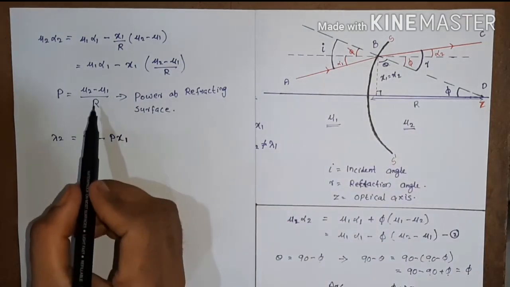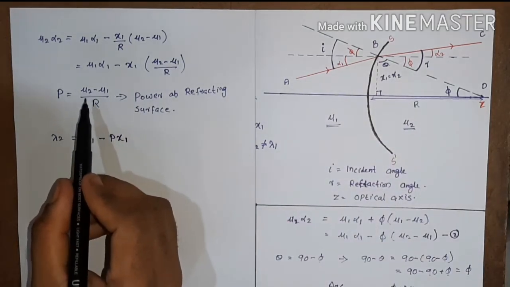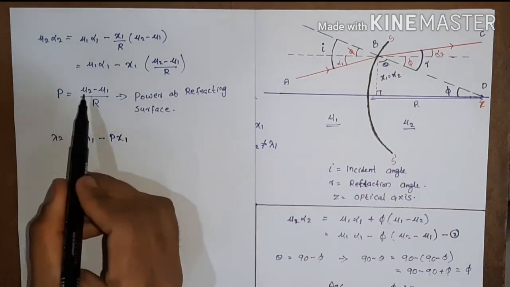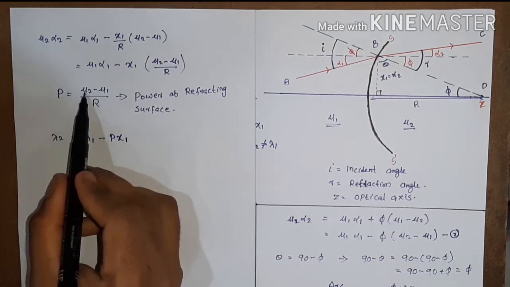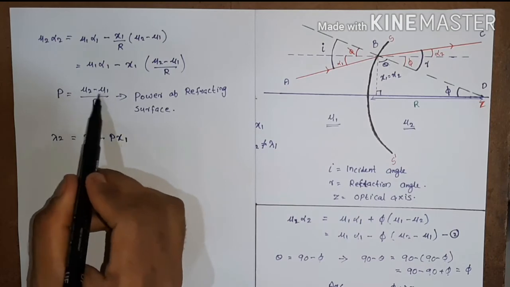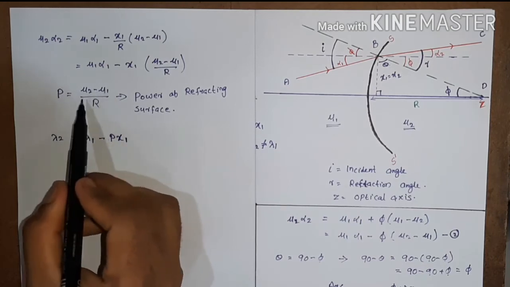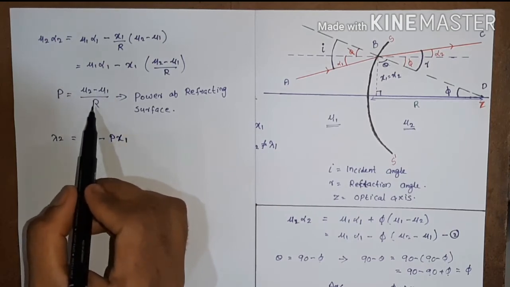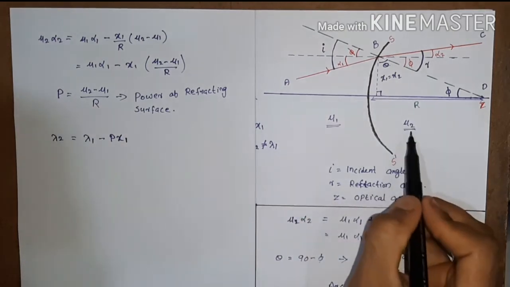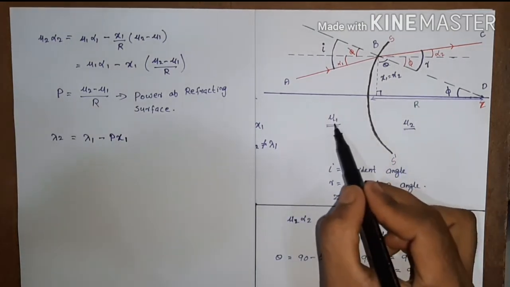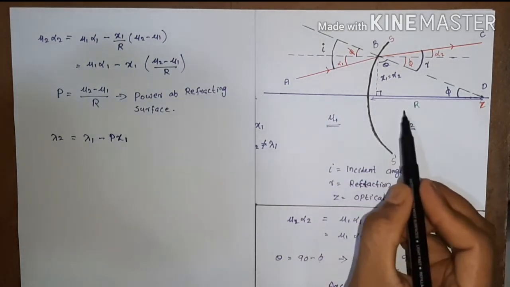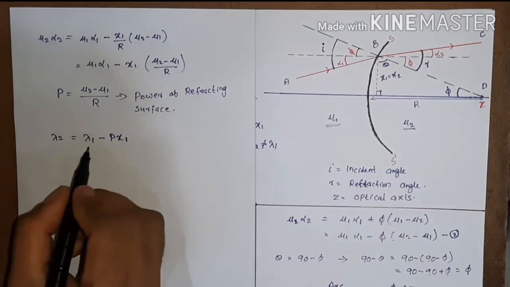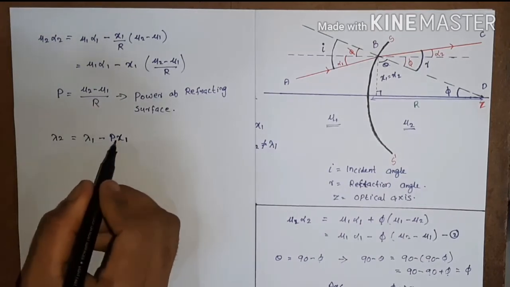So we have to note that this power is nothing but the refractive index of the second medium minus the refractive index of the first medium divided by the radius of curvature of the refracting surface. mu2 is the refractive index of the second medium, mu1 is the refractive index of the first medium, and r is the radius of curvature of the refracting surface. So lambda 2 can be represented as lambda 1 minus Px1.